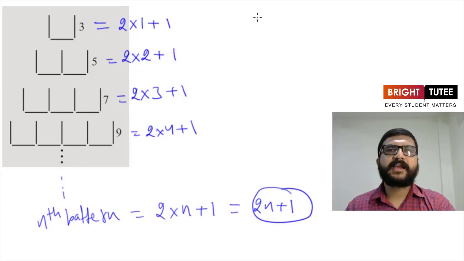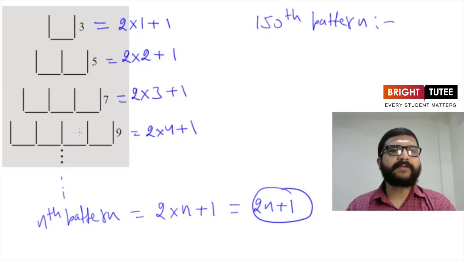Now suppose the question is, how many line segments will be in the 150th pattern? What we are supposed to do here is find the number of line segments in the 150th such pattern. Do we have to draw 150 patterns and then count the number of line segments? Will it be possible? No, it is not possible. For 150 we can do it, but suppose instead of 150 we have a very big number, let's say 1 crore or 1 lakh. Then will it be possible to draw that many patterns? No, it won't be possible in that case.